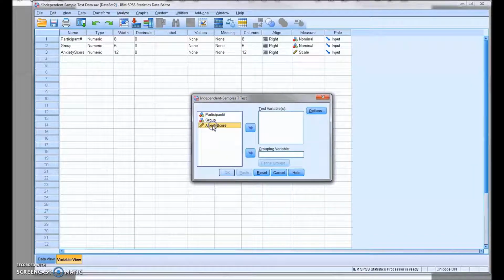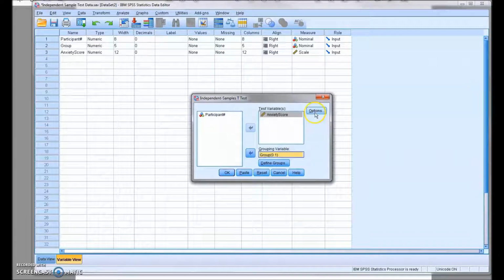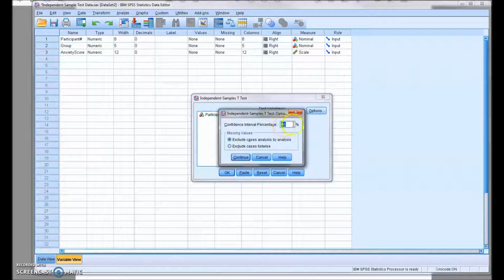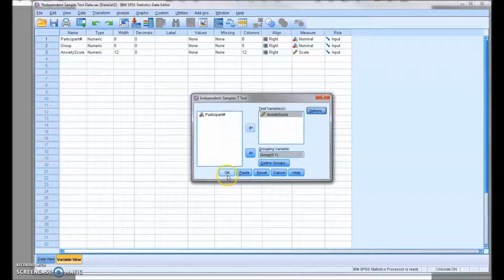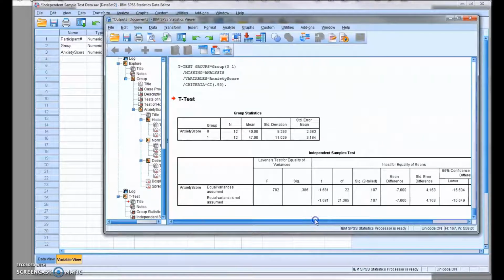I will put my anxiety scores as my test variable because that is the one I'm testing. I'm going to put my group as the grouping variable. I'm going to define group 1 as 0, group 2 as 1, and continue. I want to make sure that this is a 95% confidence interval, and then I am going to run my statistics. So here are the statistics that I have got about the anxiety scores.